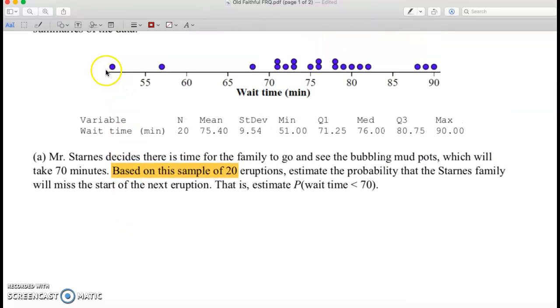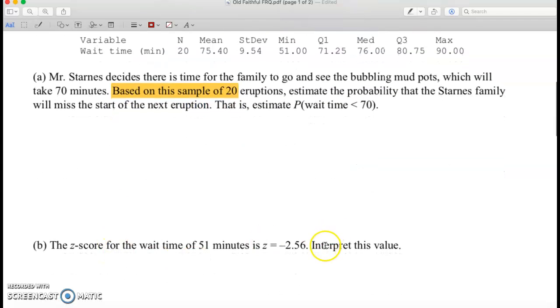The second part says that point that's down there at 51, which is going to be important later, has a z-score of negative 2.56, and they wanted you to interpret this value. Well, the negative is important. Many of you did not make any mention as to what the negative meant, and so you got a ding.